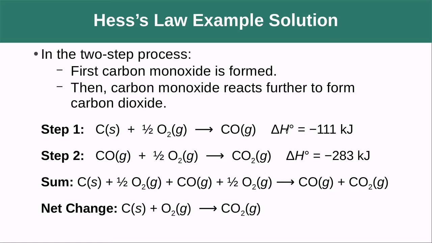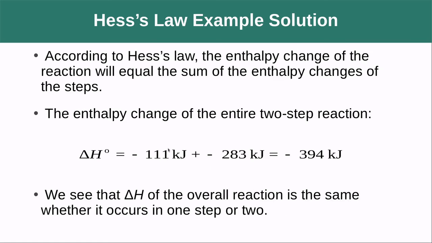If we knew the standard enthalpy changes for both of those reactions, when we sum these two together and cancel the COs, our spectator species, just like we did when we were doing redox reactions, we'll get our original equation. And if we sum the enthalpy changes together, we'll see that it equals the standard enthalpy change that we already knew CO2 to have.